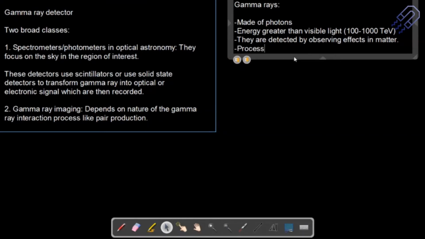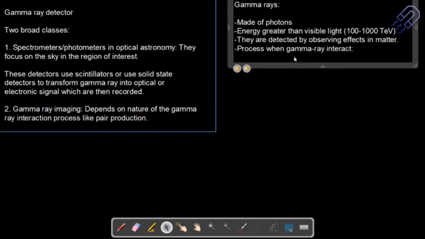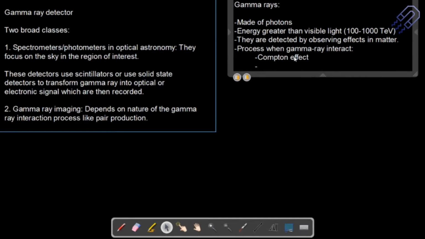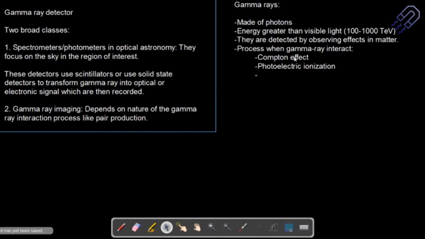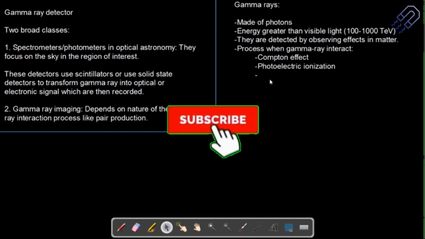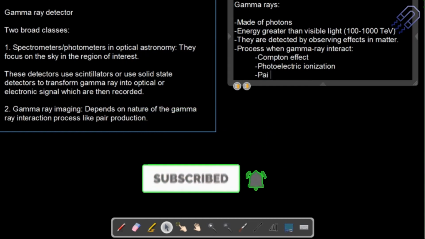So if gamma ray interacts with matter, we have a lot of processes happening. So what are some of the processes when gamma ray interacts? I think we have already discussed the Compton effect. So gamma ray can give rise to the Compton effect. Then they can also give rise to photoelectric ionization. If something can cause ionization, obviously it has greater energy because it has the capacity of dislodging the electron, right? And then finally pair production. Pair production is one of the phenomena which is used when we talk about gamma ray imaging.